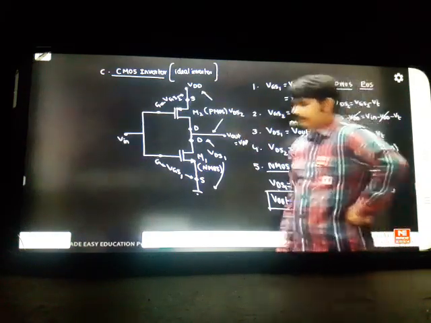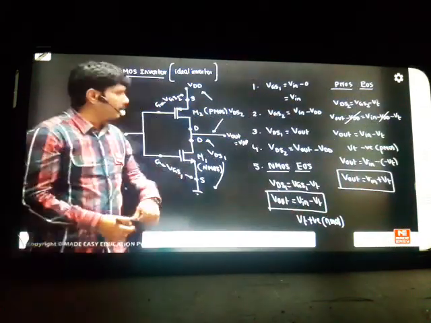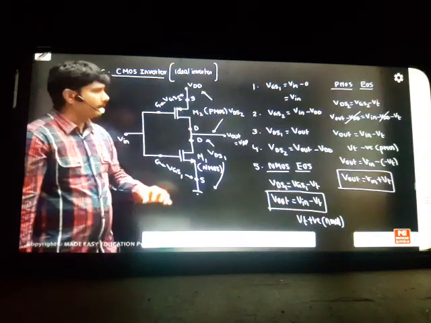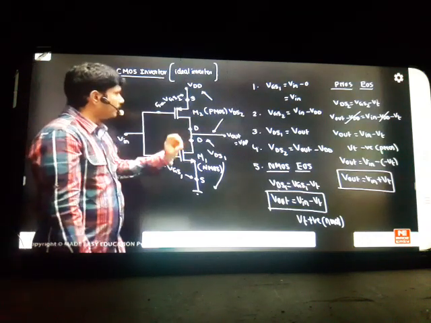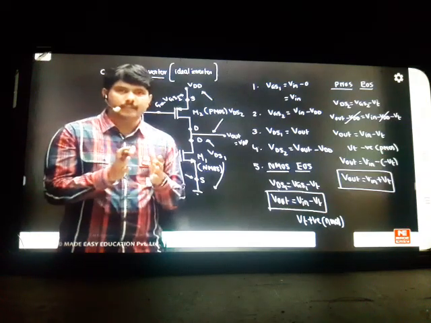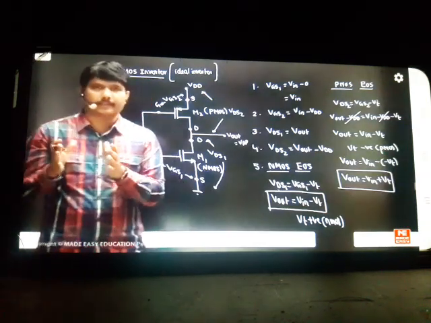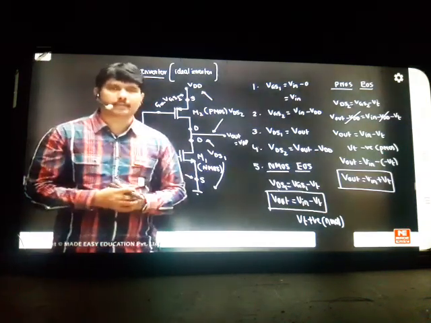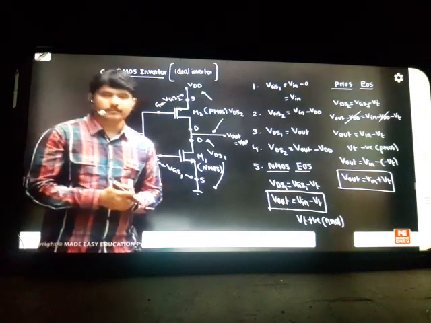Then what about VDS? You got the highest voltage VDD, and he's asking for this difference. VDS is how much for PMOS? This is also VDD, this is also VDD. That means your VDS for PMOS is 0 volts. Whenever VDS comes to 0 volts, we call it the ohmic region. That means you are starting from ohmic. That means when M1 is in cutoff, my PMOS switch will work in the ohmic region. That is the story. I hope you understand my concept.